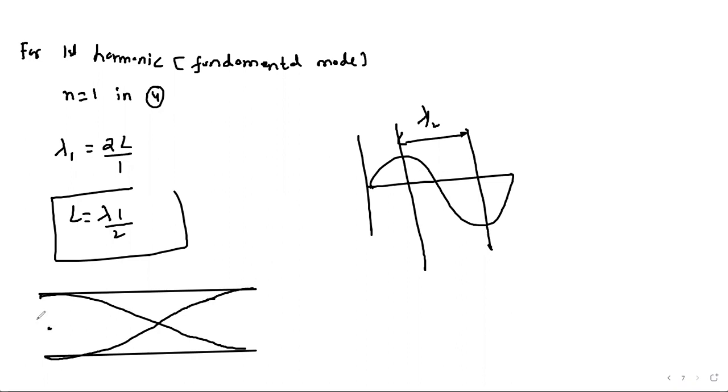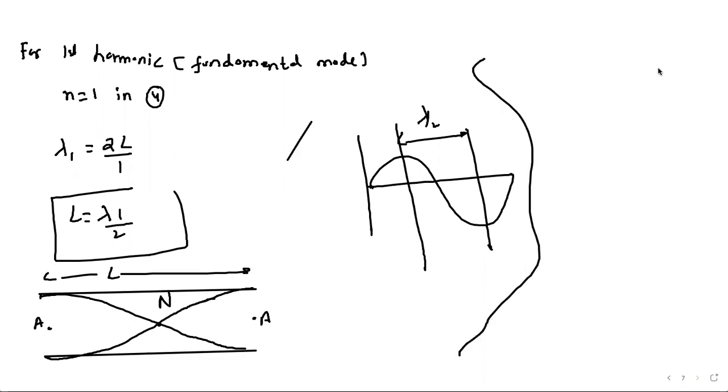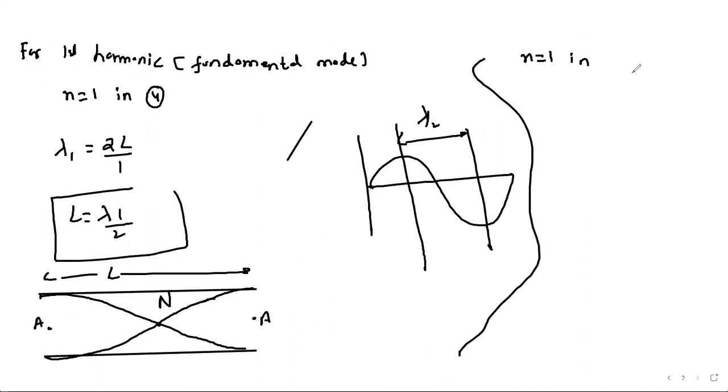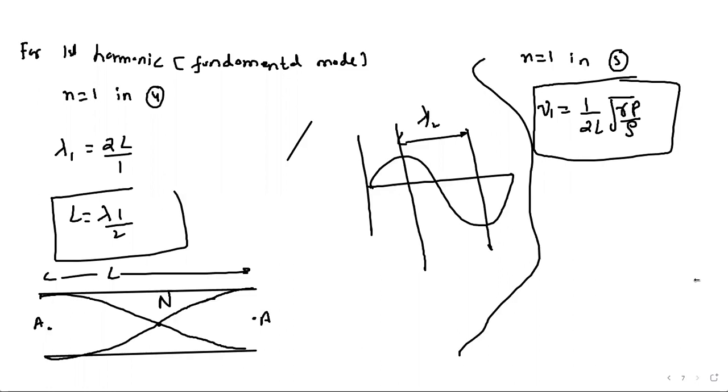So these are antinodes. Antinodes means points having maximum displacement, and this is the node. Next, we can calculate the frequency. For calculating frequency, you can substitute n equal to 1 in the fifth equation. The new one is 1 by 2L square root of gamma p by rho. This is your fundamental frequency of first harmonic.